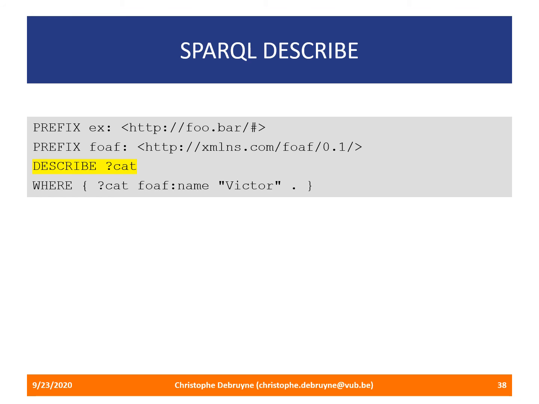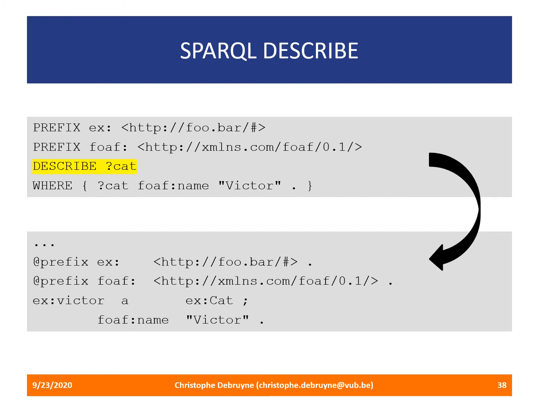So if we were to formulate a describe query and we ask the SPARQL endpoint to describe cat, where all the cats have the name Victor, so we're looking for all the cats who have the name Victor, and for all these solutions we ask the SPARQL endpoint to describe that one, well, then we get the triples describing Victor. And in this particular example, we have all the triples where Victor is the subject. We know that Victor is a cat and Victor has the name Victor.